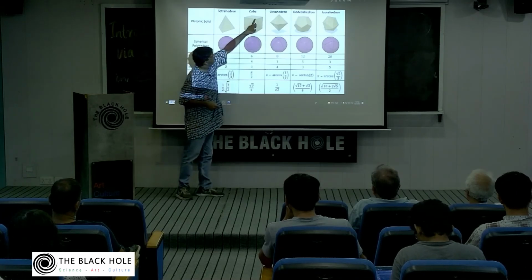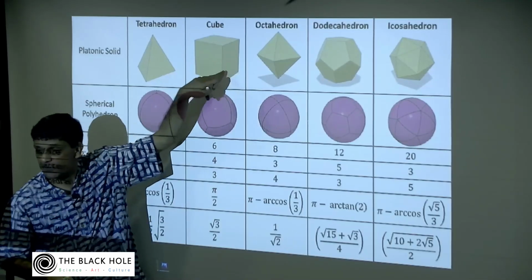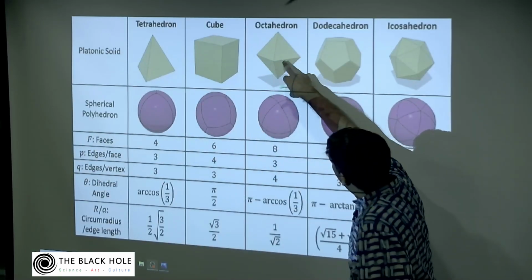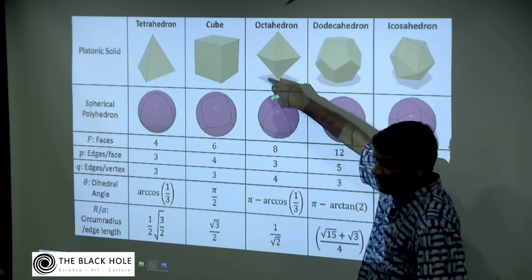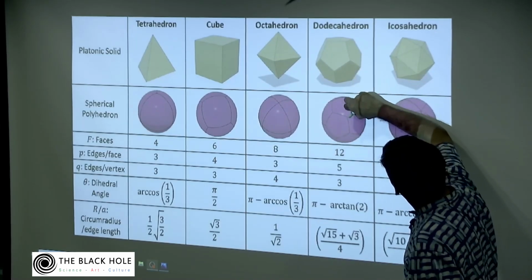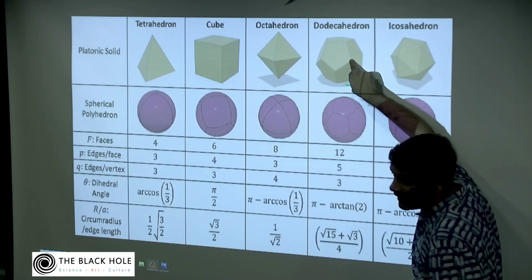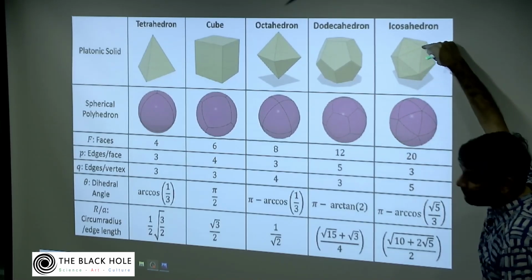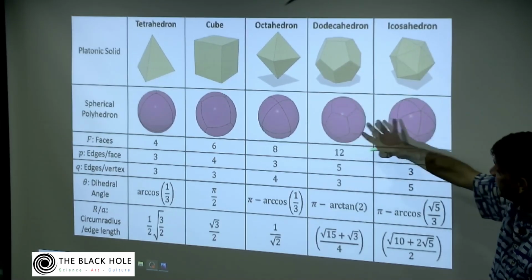This is a cube. यहाँ पे 3 मिल रहे हैं, 3 मिल रहे हैं, हर face square है. This is called octahedron. इसका हर face triangle है और यहाँ पे 4 मिल रहे हैं. और ये जो है इसका हर face pentagon है और यहाँ पे 3 मिल रहे हैं. इसका हर face triangle है और यहाँ पे 5 मिल रहे हैं.